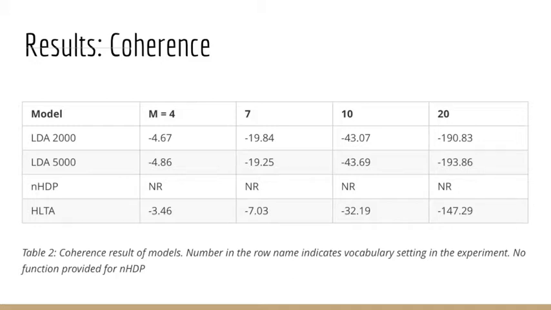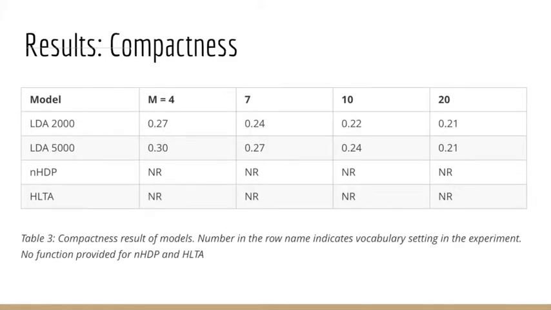When M increases for a particular model, the coherence goes down. This implies a smaller number of topics will have higher quality in general. We tried to calculate NHDP coherence by converting MATLAB data to Python, but the time was too long, so we abandoned it. And next is the compactness table.